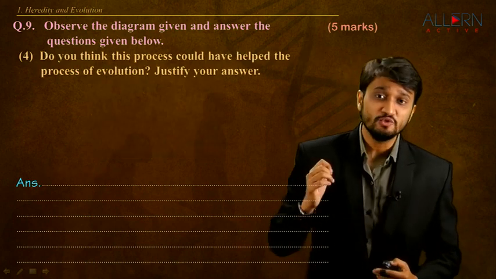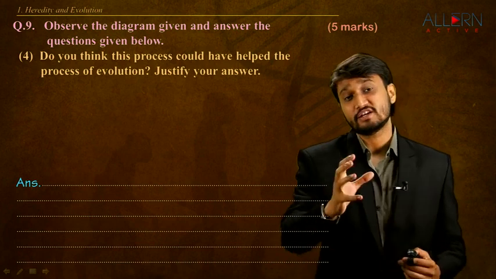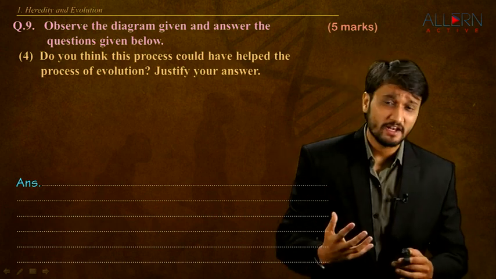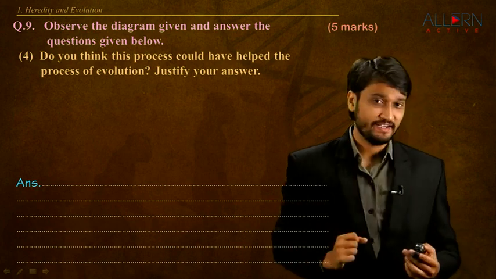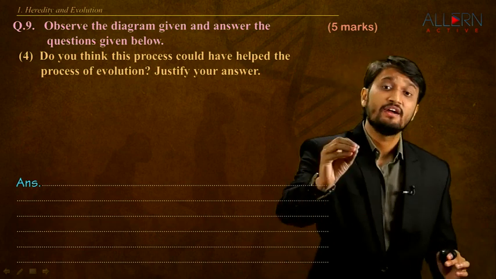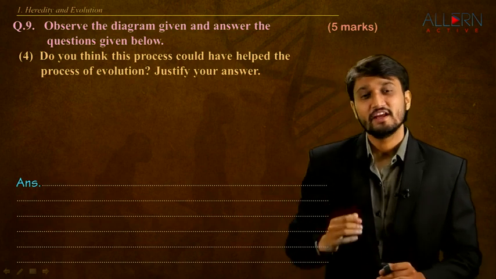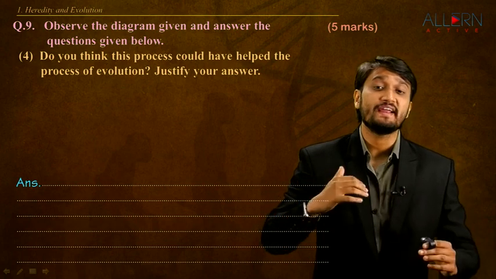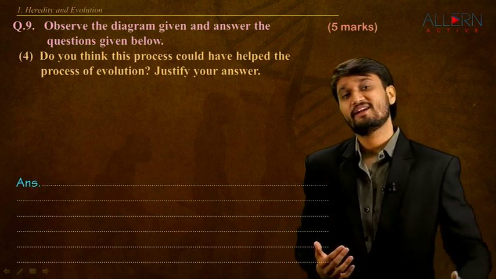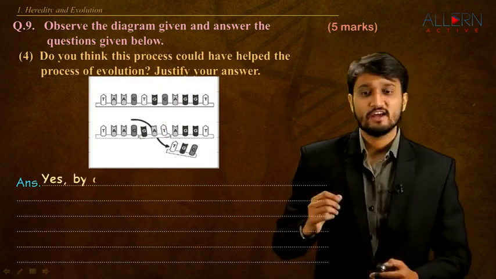Our next question is, do you think this process could have helped the process of evolution? And we have to justify our answer. So can this process that can lead to something like sickle cell anemia help organisms? Definitely it can. Most of the mutations do not have any effect. Some mutations have a deadly effect. But every now and then, there are a very few chance mutations that give organisms variation and advantage. Because of these advantages, the organisms are able to adapt to the changing climatic conditions, and that leads to their evolution. That is what we describe in this last point over here.